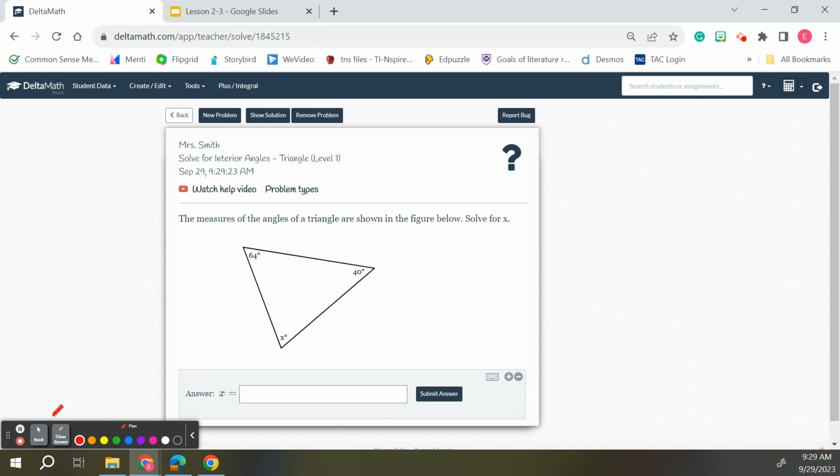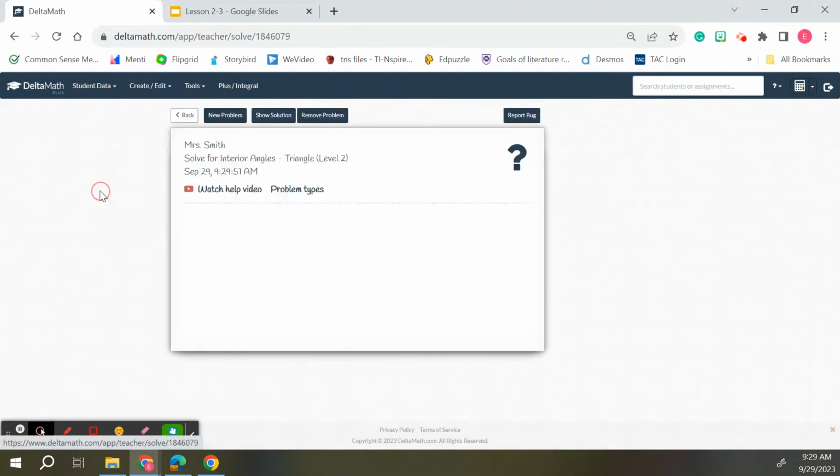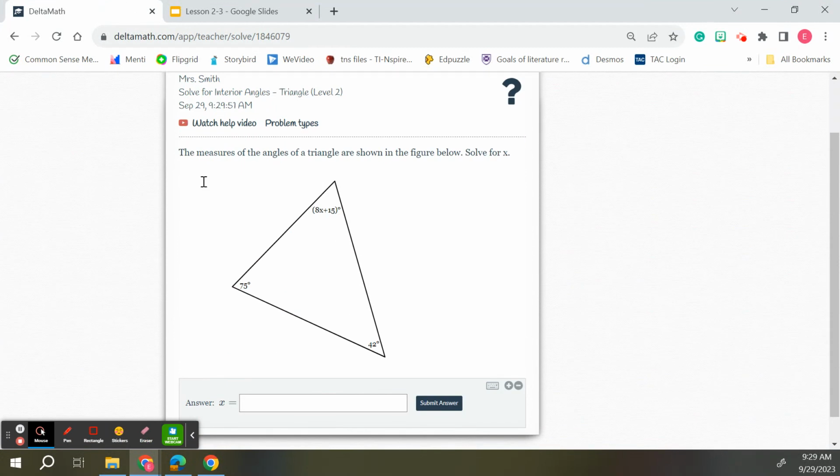All right. So let's move on to the next example. Here's example 2. So now we're going to add a little bit of algebra. We still know that all of these are equal to 180, but they just want us to solve for x. So in this case, I'm going to have 8x plus 15 plus 75 plus 42 equals 180.